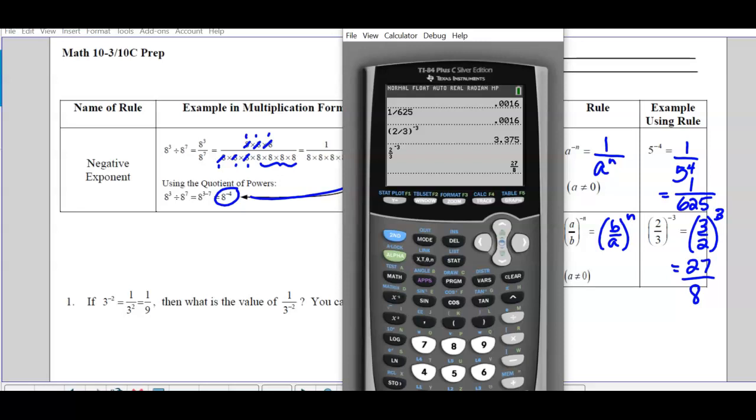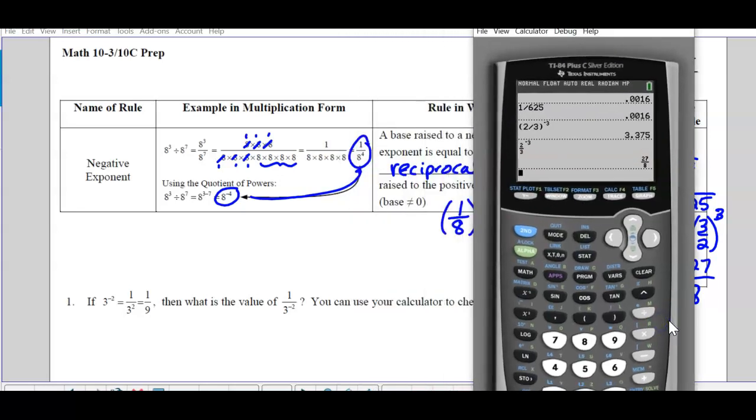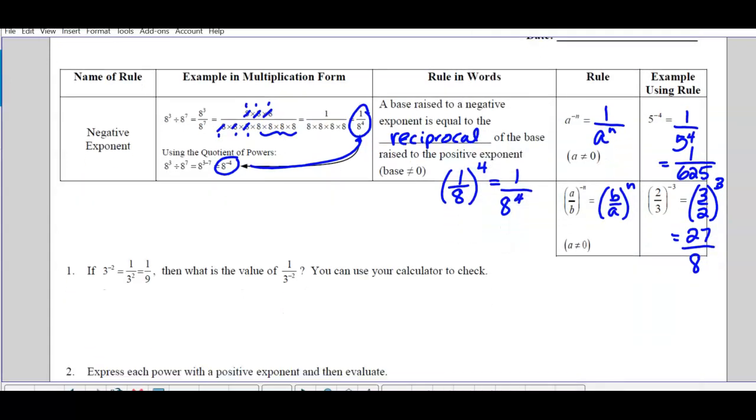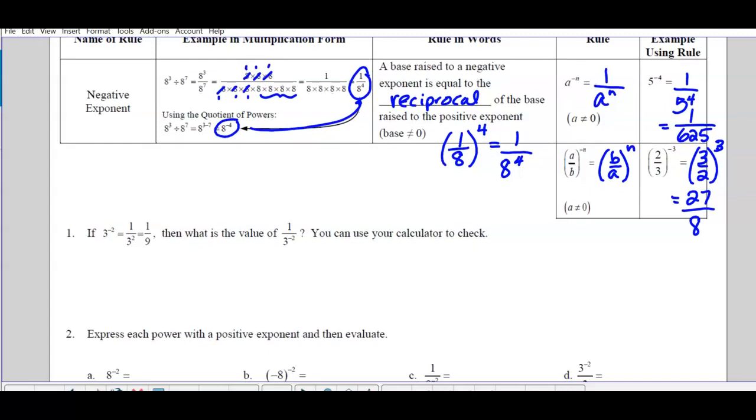But you're going to have not just numbers. You're going to have things with variables, so you have to understand the concepts. All right? Okay. So that is what a negative exponent means. So let's take a look at this. It says 3 to the negative 2 equals 1 over 3 squared, that's the law. And if we evaluate that, that's 1 over 9.